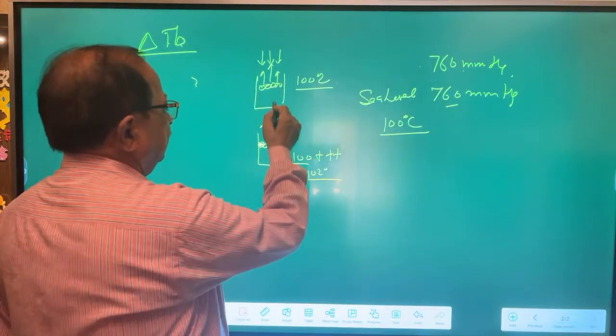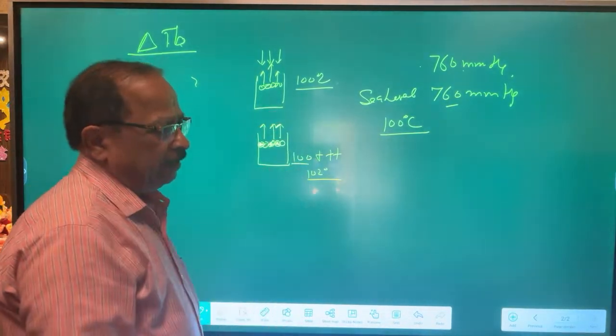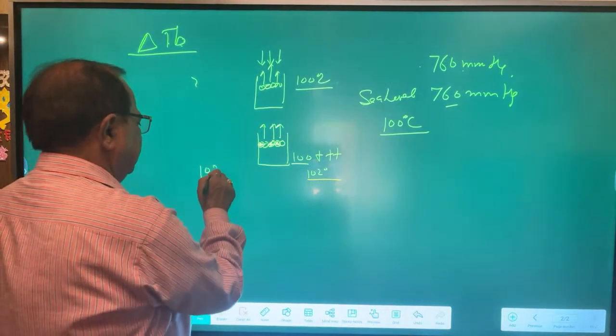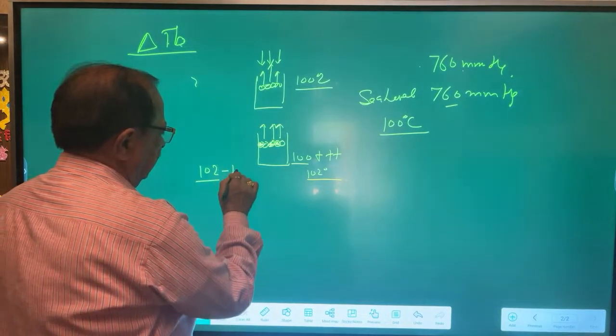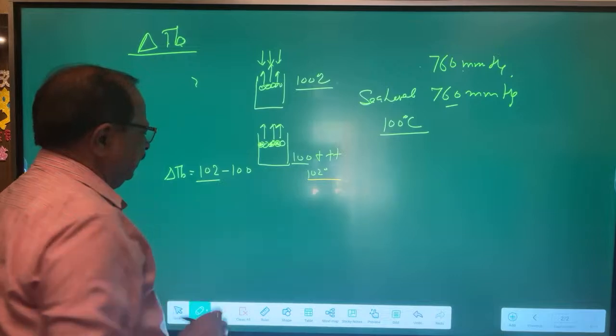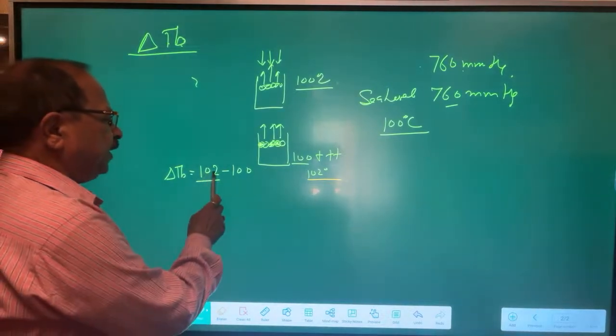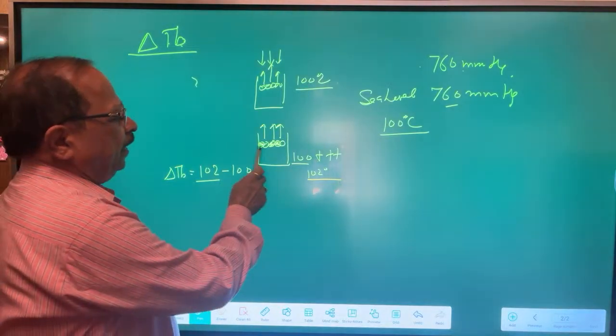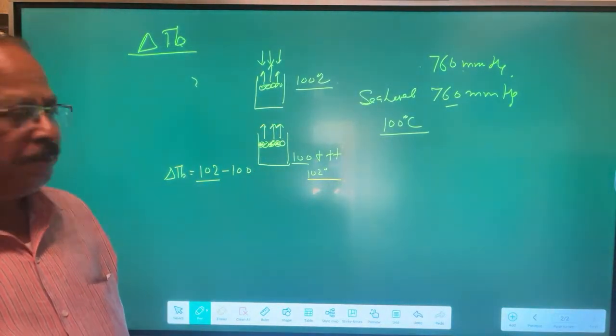So I will say that there has been an elevation of boiling temperature. How much? 102 minus 100. So this is delta Tb, elevation in boiling point. That means 2 degrees boiling point has been elevated just when we have added some non-volatile solute to the pure solvent.